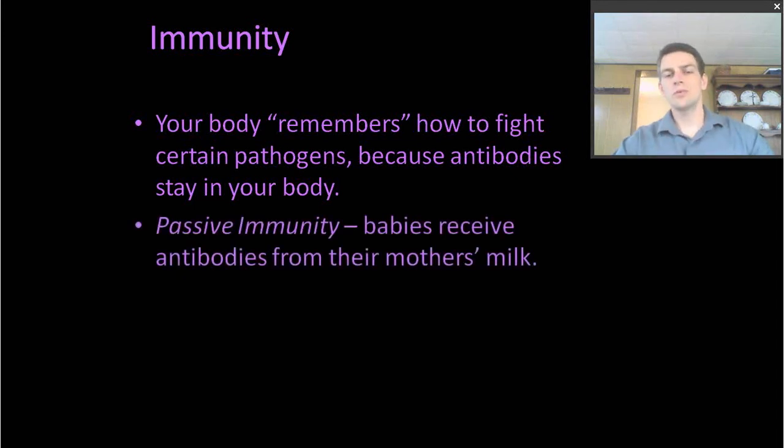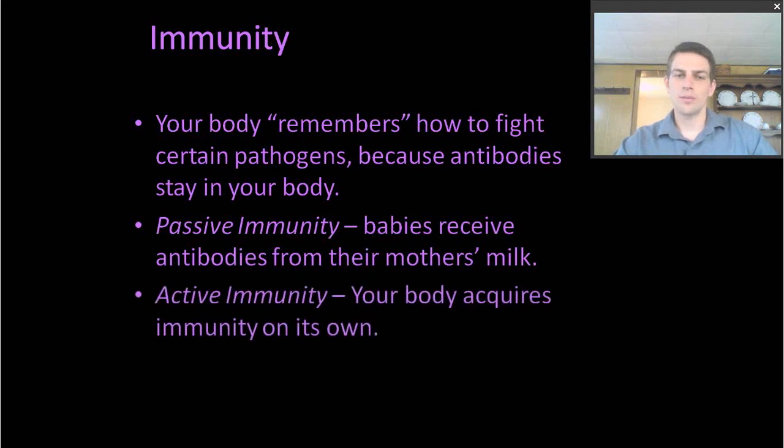Now, there's two types of immunity that we talk about: passive immunity and active immunity. If you think about the difference between the words passive and active, if you're passive, you might be sitting on the couch watching TV. But if you're active, you're out running, you're out doing things. And that's the kind of difference between passive and active immunity.